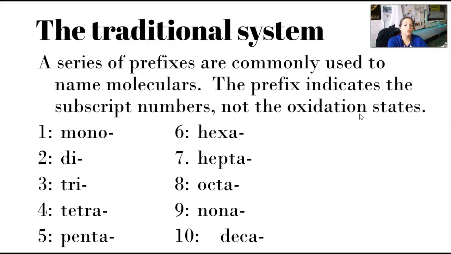So you have the traditional system, which is a series of prefixes that are commonly used to name molecular compounds. The prefix indicates the subscript numbers, not the oxidation states. So remember that. These are the subscripts, not the oxidation numbers. Looking at this, you've got 1 through 10: mono, di, tri, tetra, penta, hexa, hepta, octa, nona, and deca.